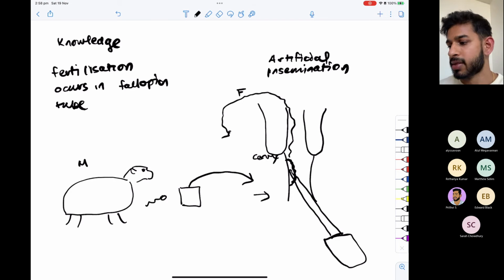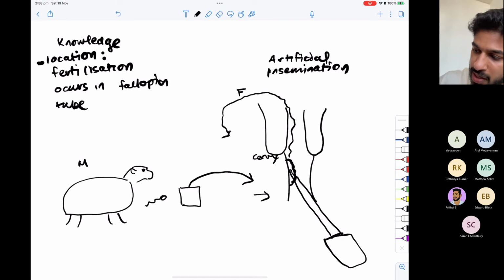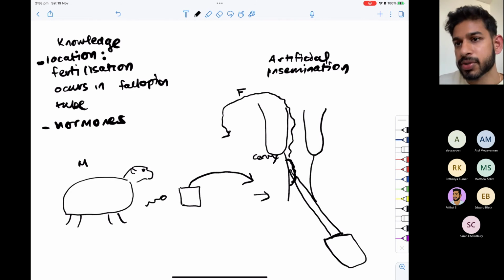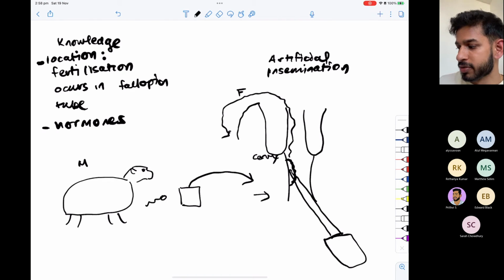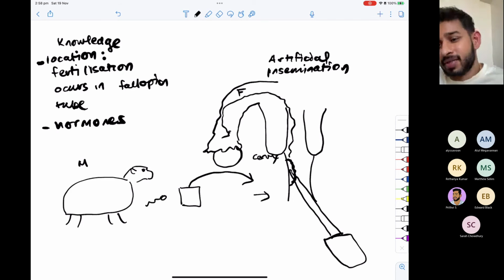Okay, and the scientific knowledge that agriculturalists use for this is, first of all, the location of fertilization, but also hormones in pregnancy. Let me ask you all, what hormones would you give a female cow to force ovulation? And I know some of you might be thinking this sounds very unethical, this process, and you're completely smack bang right. But this is what happens in agriculture. So you just need to know about it for the still point.